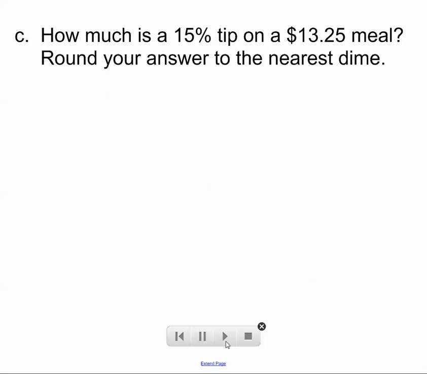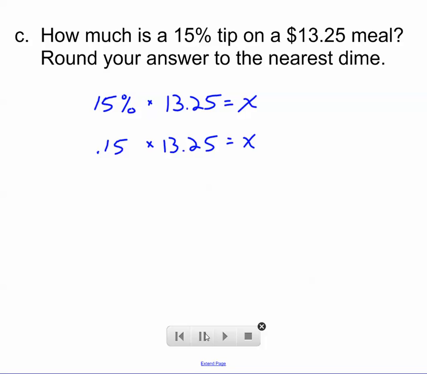Here we go. How much is a 15% tip? 15% tip of $13.25. I'm going to go ahead and just use decimals here. I'm going to multiply. Most of you are probably going to grab a calculator. I don't blame you. 0.15 times 13.25 is 1.9875. So to the nearest dime, it's $2. So just go ahead and leave a $2 tip.